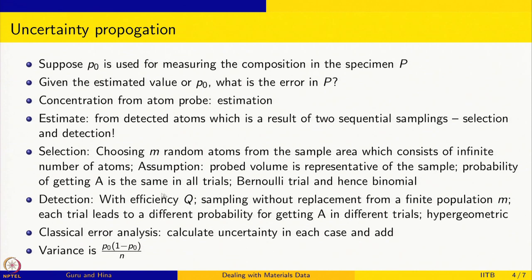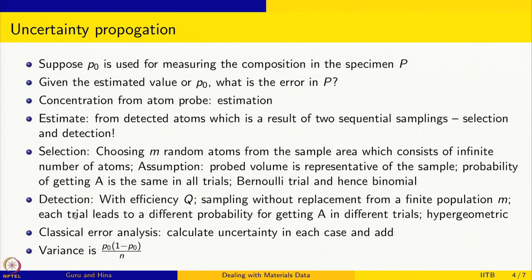The probability of getting A is the same in all trials. So, it is a Bernoulli trial. So, we are pulling out random atoms from the given infinite atoms that are there. And because the alloy is a random solid solution, the probability of picking an A atom will depend on its composition, it is directly proportional to its composition. And so, it is a Bernoulli trial, so it is a binomial. This we have already seen happens to be a negative binomial, but it is a binomial.